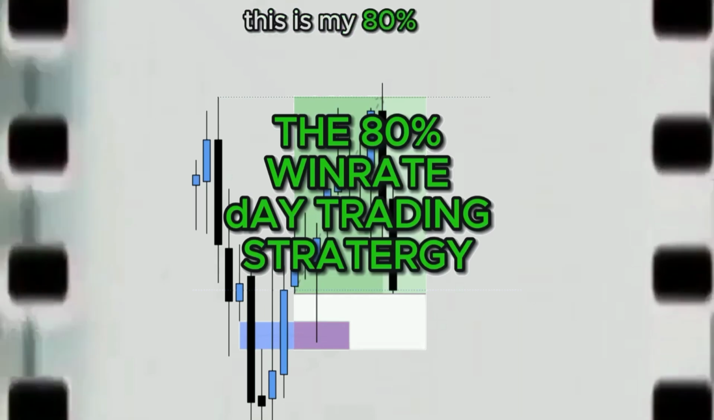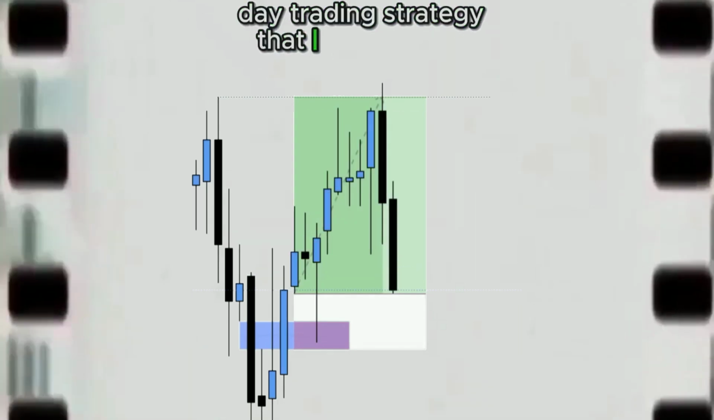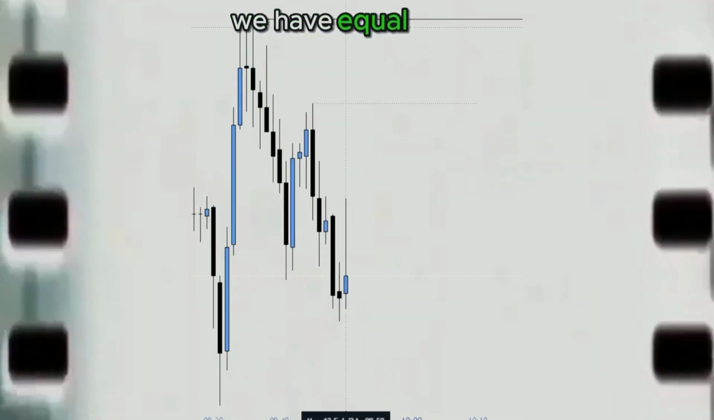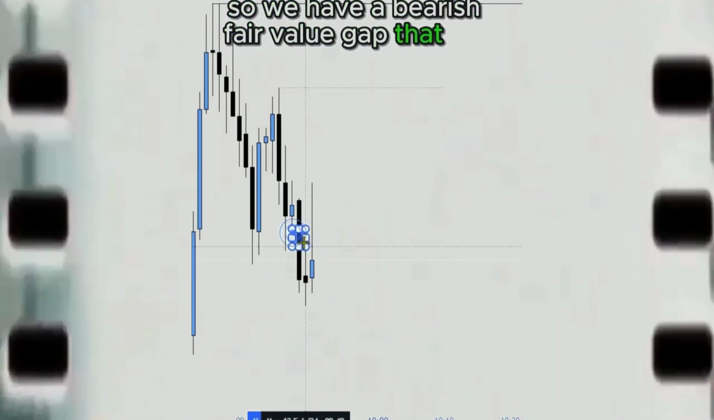This is my 80% win rate day trading strategy that I trade every single day, and I catch trades like this every single day. So as you can see right here, we have equal highs above, and this is my main draw on liquidity. As well as these equal highs, we also have all-time highs above right here, which is that line there. So we have a bearish fair value gap that has been created. As you know, most ICT traders are taught to short from bearish fair value gaps, but what I actually do is wait for them to be inverted, and then I look for longs from bearish fair value gaps.